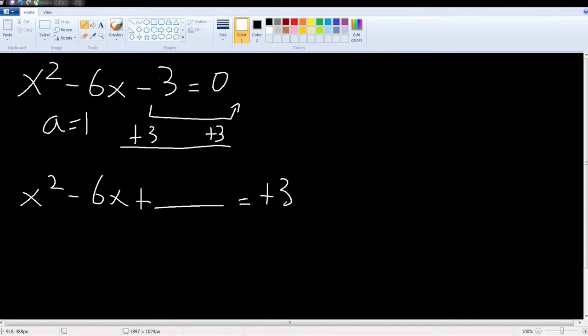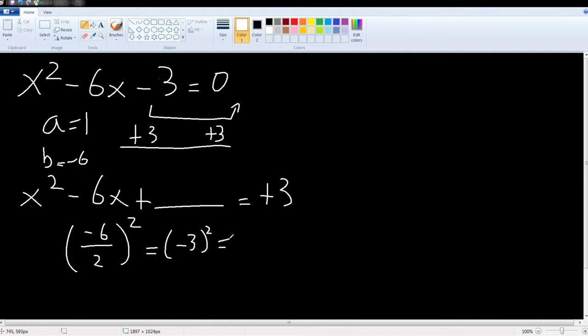We have plus 3. The next step is finding the value of b over 2 squared. B in this case is minus 6, so minus 6 over 2 squared. Minus 6 divided by 2 is negative 3. Negative 3 squared is 9, so we get 9. Remember, we're adding 9 to the left side of the equation, thus we also need to add 9 to the right side of the equation to keep it balanced.